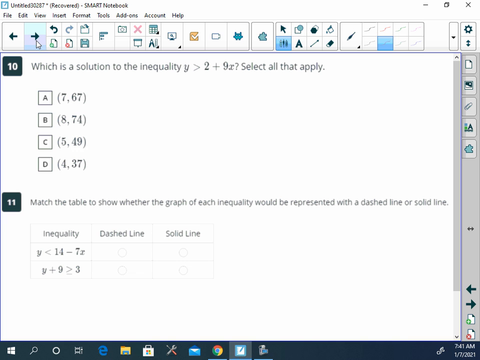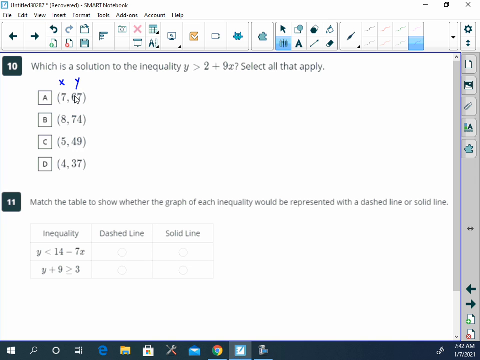Okay, then looking at 10 and 11 here. With 10, it says, which is a solution to the inequality? Select all that apply. So we might have more than one answer here, or maybe none of them are an answer. And you got to be real careful that you plug the first piece in for your x and the back piece in for your y. And you can use your calculator for this. I'll just grab mine here. So we're plugging into here.